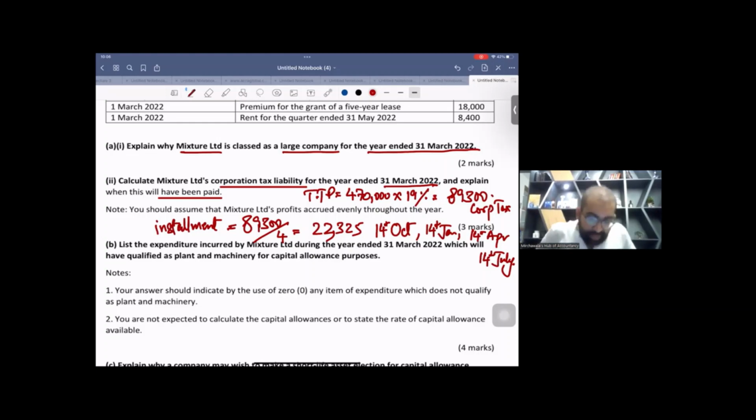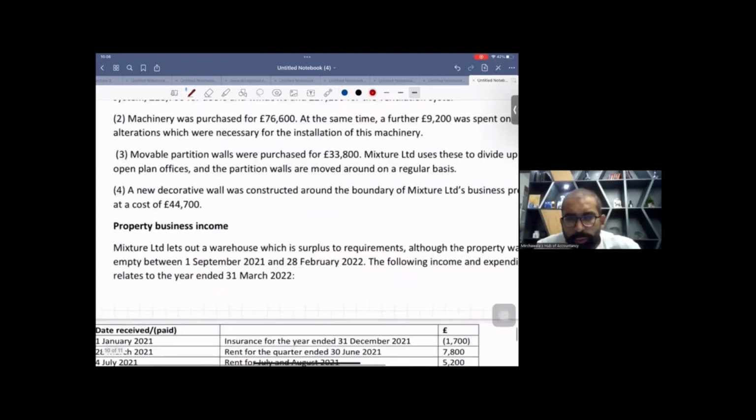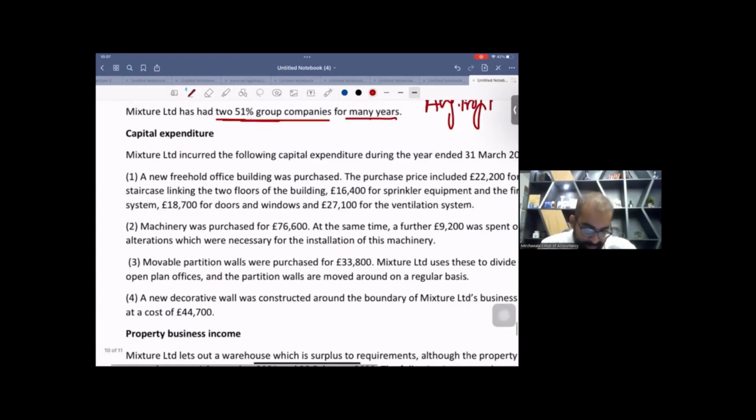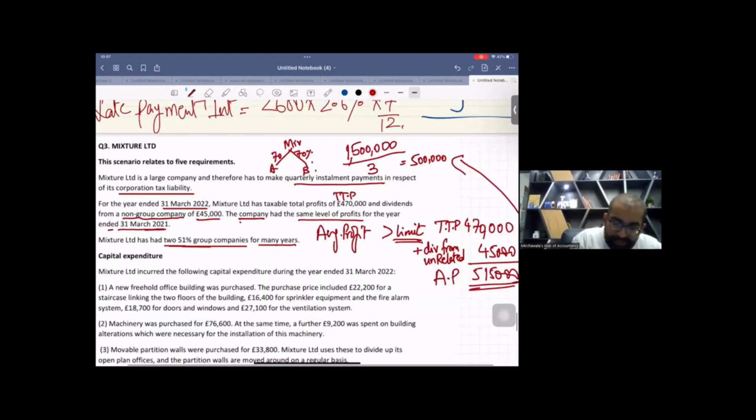Now listen. I'll show you how to do this on the Excel. You just have to write it, nothing else. Next thing. Capital expenditure.